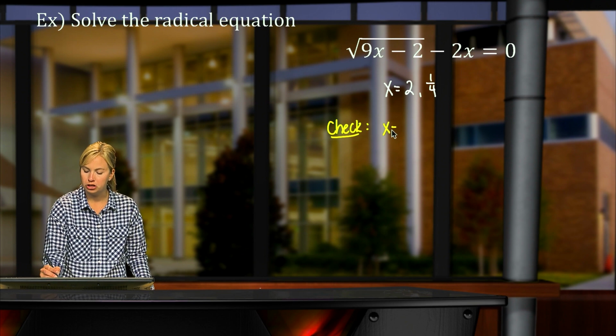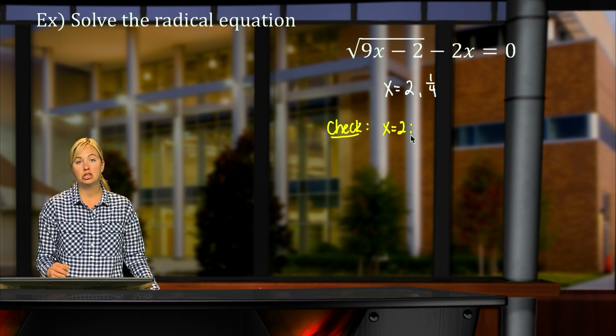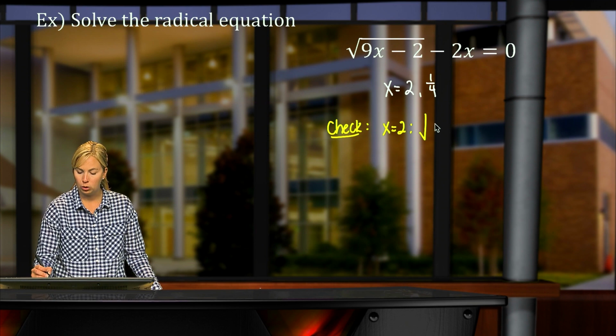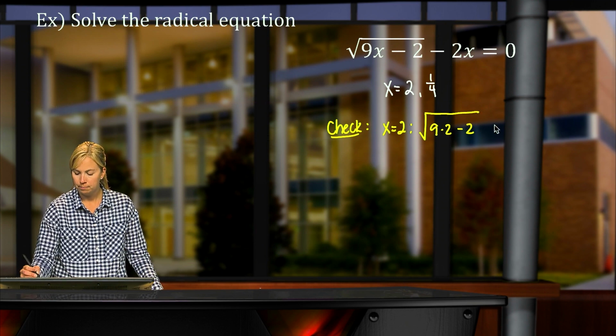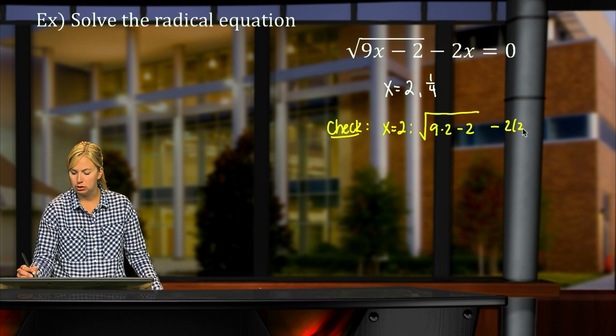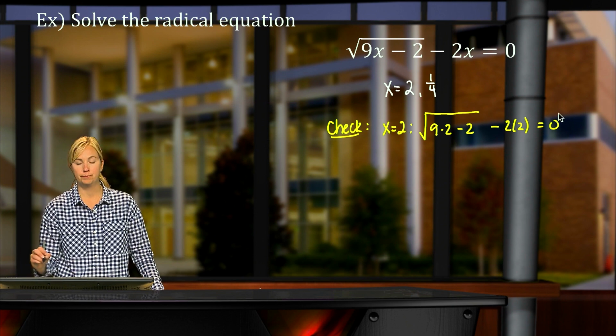The first value I'm going to check is 2. Plugging into the original equation, this looks like the square root of 9 times 2 minus 2, minus 2 times 2 equals 0.